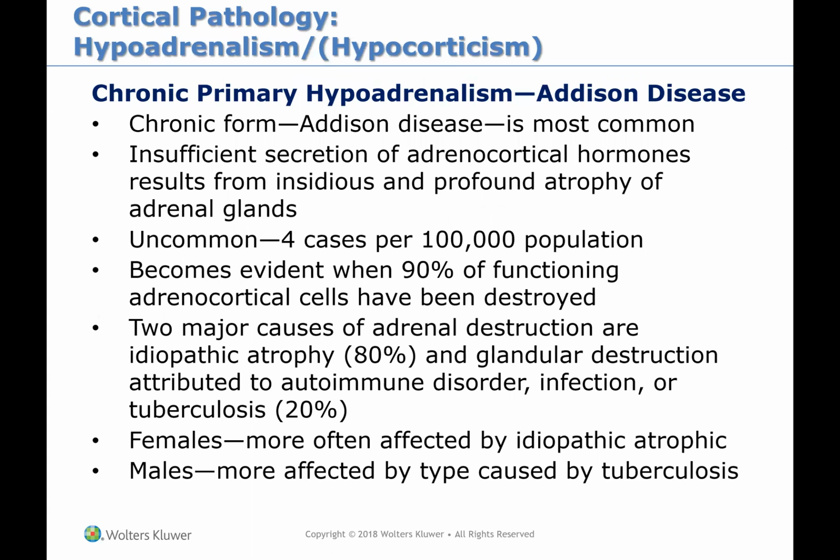So Addison's disease is a chronic primary hypoadrenalism. And this is the most common. Insufficient secretions of adrenocortical hormones result from insidious and profound atrophy of the adrenal glands. It's very uncommon. It becomes evident when 90% of functioning adrenal cortical cells have been destroyed. Two major causes are adrenal destruction or idiopathic atrophy. No one knows exactly, or if a patient has tuberculosis or autoimmune disease. So females are affected by the idiopathic atrophy portion, and males are more affected by tuberculosis.